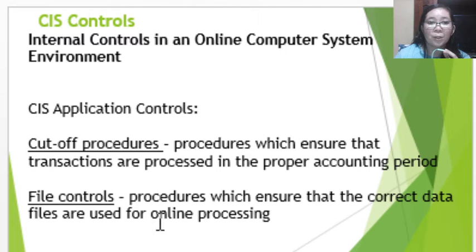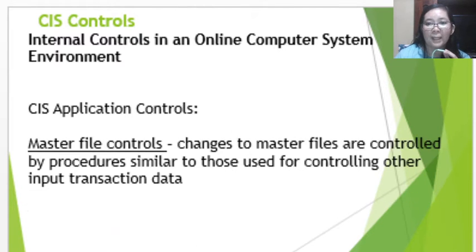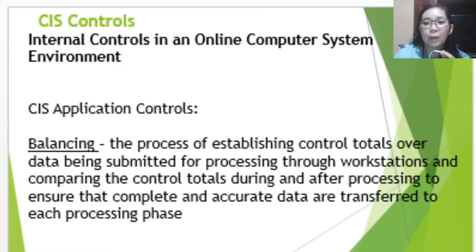These are procedures which ensure that the correct data files are used for online processing. For the master file controls, these are controls intended so that any changes to the master files should be controlled by procedures similar to those used for controlling other input transaction data. Okay, so this is to make sure that this data are complete without alteration and are being processed accordingly. We also have balancing.